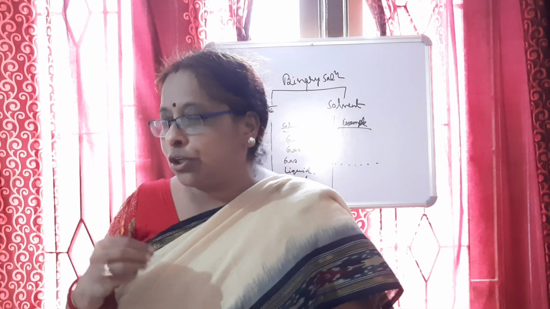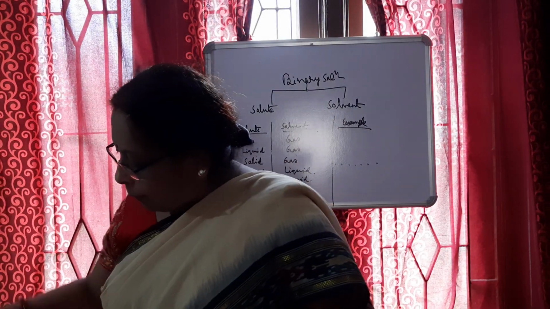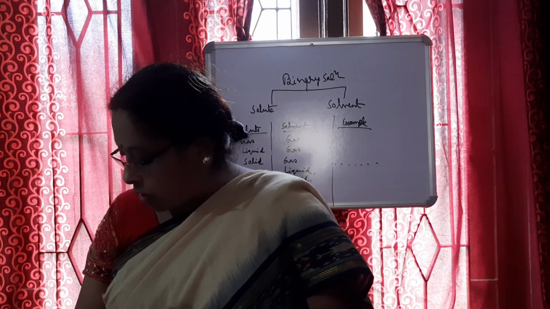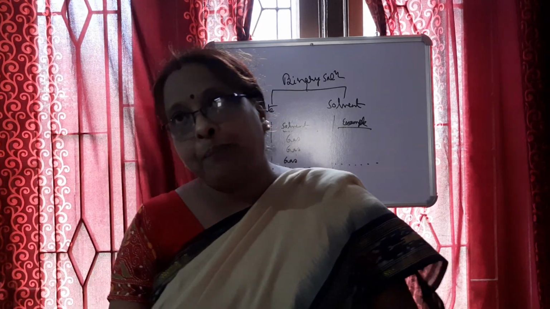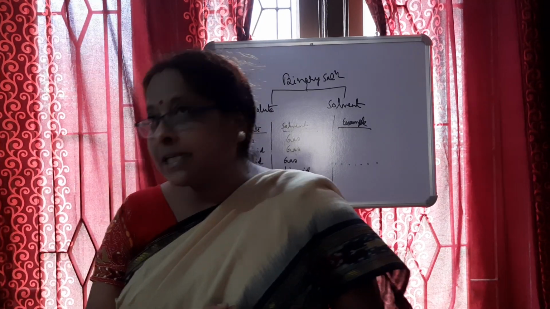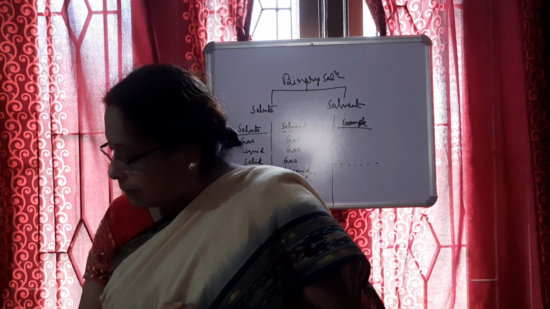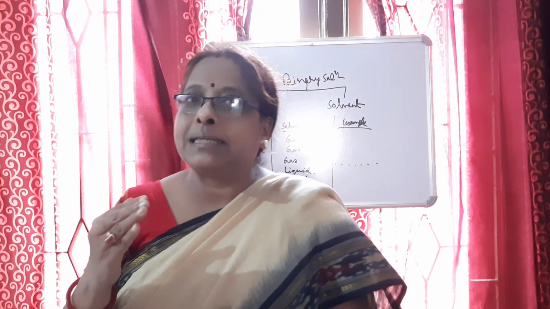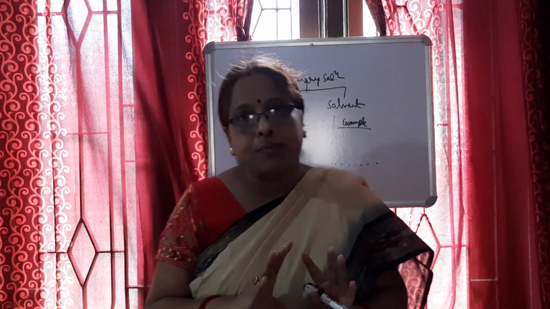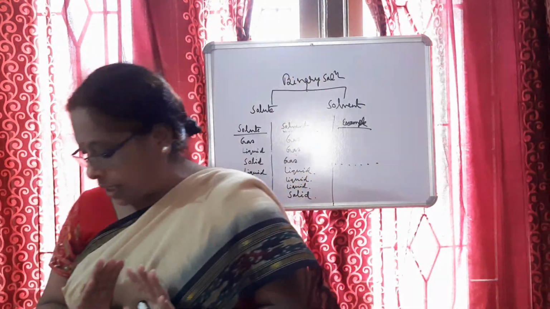Now, in solid solution, copper and gold can form a solid solution because gold atoms can replace copper in the crystal lattice of copper. Similarly, copper atoms can also replace gold in the crystal lattice of gold. So these are the different types of solutions.